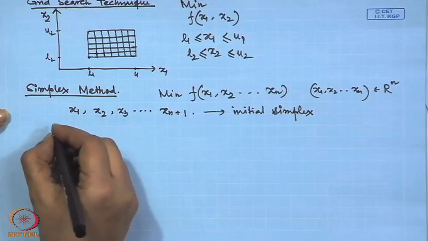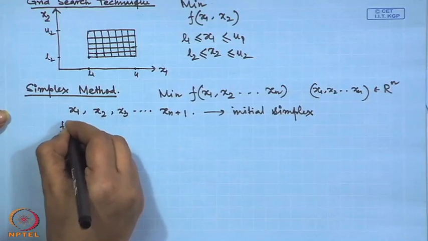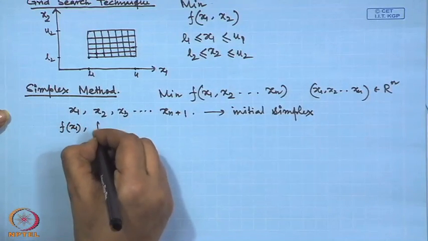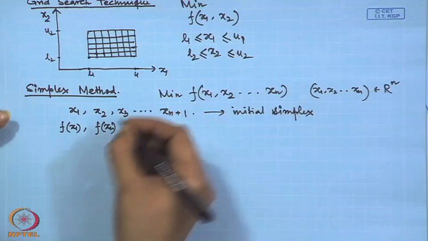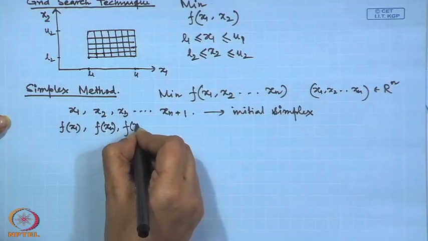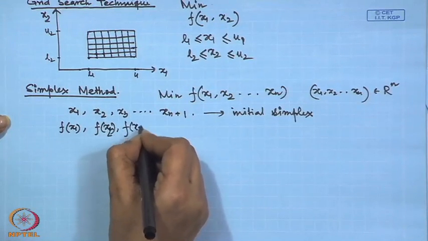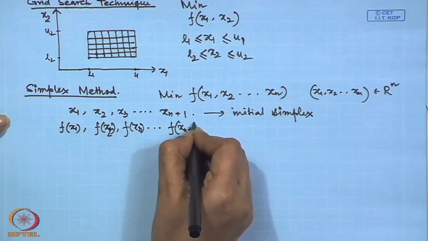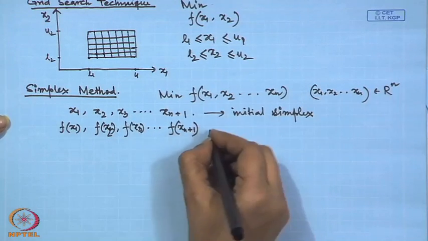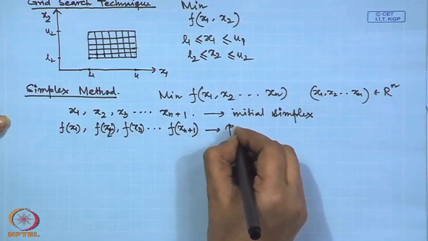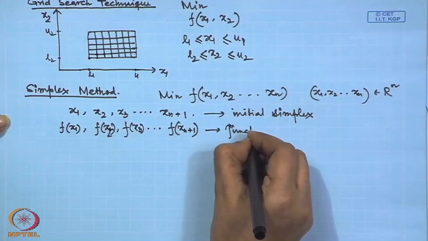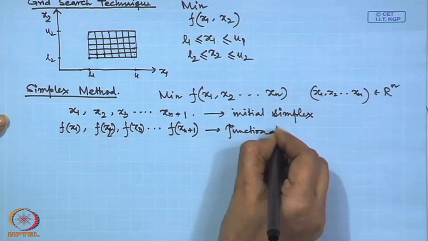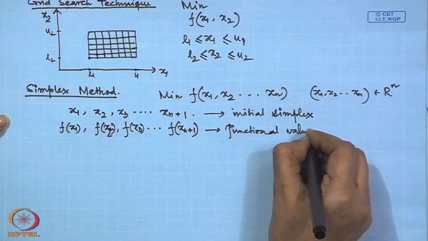For starting the simplex method, we need to define certain things. First of all, we need to find the functional values at each and every corner point of the simplex: f of x1, f of x2, f of x3, up to f of xn plus 1. These are all the functional values at the simplex points.